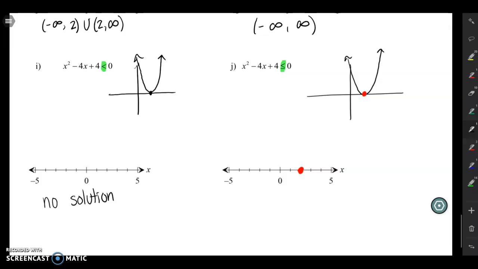And then as I write my solution, there are a couple different ways you can write it. You can just write it as x equals 2. Or if you want to write it in interval notation, you can write it from 2 to 2 with those closed brackets.